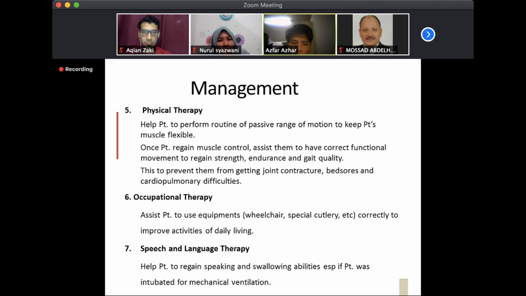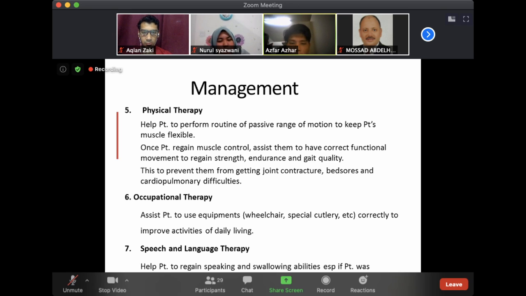And also occupational therapy, to assist the patient to use equipment such as a wheelchair, special cutlery, etc. correctly to improve activities of daily living. And also speech and language therapy to help the patient regain speaking and swallowing ability, especially if the patient was intubated for mechanical ventilation. Okay.